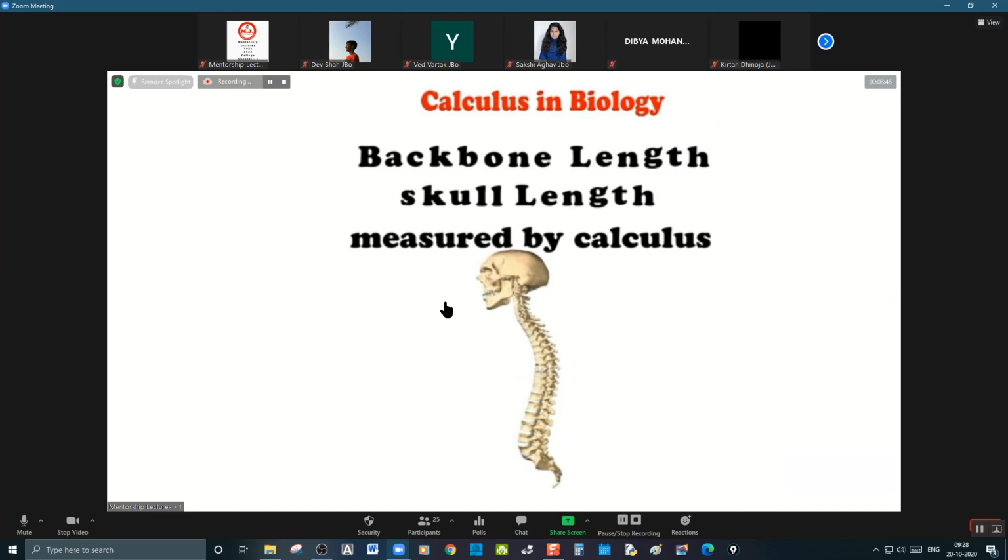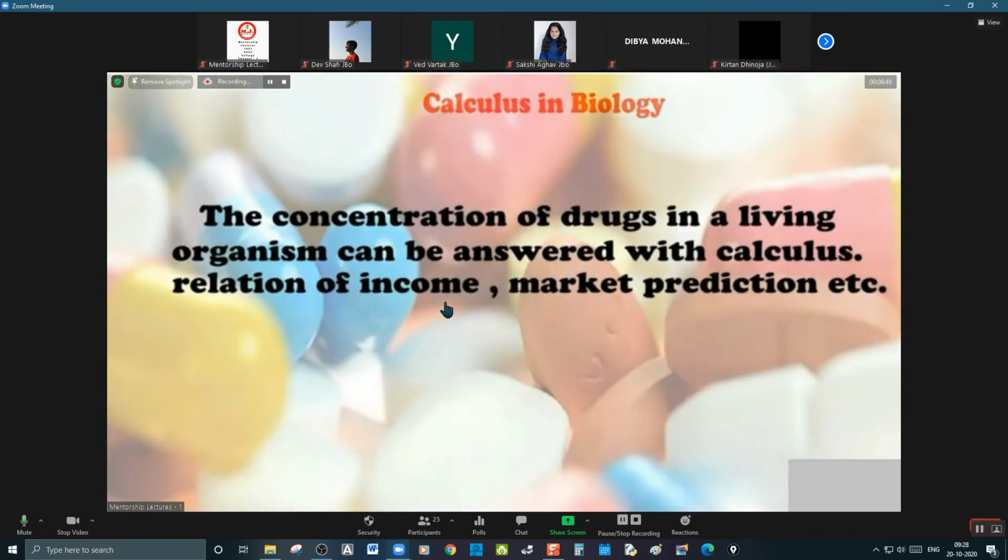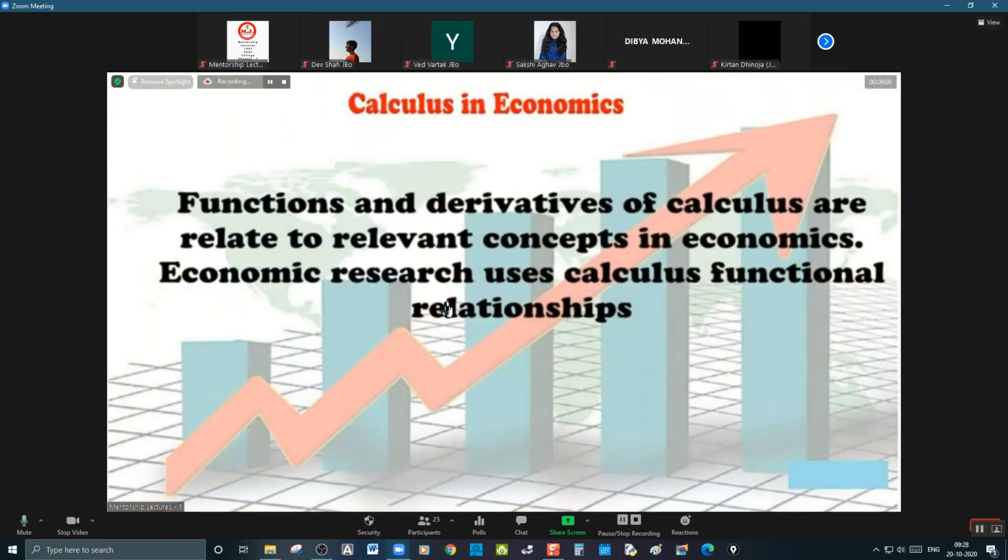There are many more applications, even in biology. Also, the concentration of drugs in a living organism can be answered with calculus. Relation of income, market production, etc., can also be done in finance. You will have the application of calculus in economics. Functions and derivatives of calculus are related to relevant concepts in economics. Economic research uses calculus functional relationships, because if you take the share market, the trading varies from minute to minute.